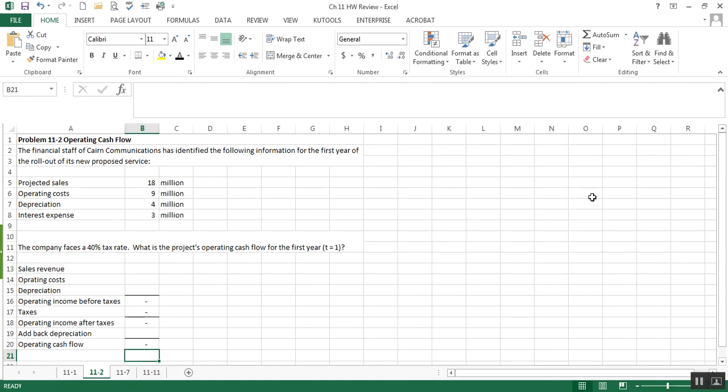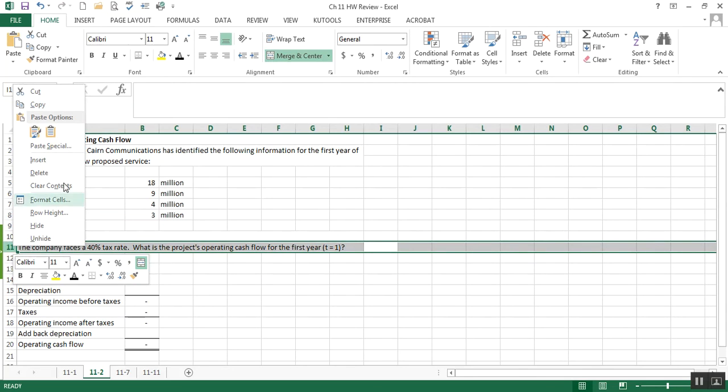Problem 11-2, operating cash flow. The finance staff of Karn Communications has identified the following information for the first year of the rollout of its new proposed service. Projected sales, $18 million, operating costs $9 million, depreciation $4 million, and interest expense $3 million. The company faces a 40% tax rate.